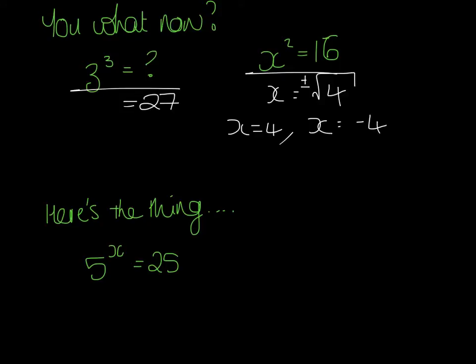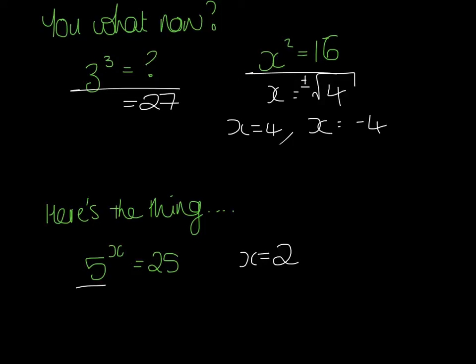So x could be 4, or x could be minus 4. Okay, so we're dealing with indices, and we're dealing with index problems, okay? But here's the thing. Sometimes the unknown, the x, is in the power and not in the base, being the big number. Now, if it's a case like this, 5 to the power of something is 25, you're obviously, hopefully, going to be able to tell me that x is 2.